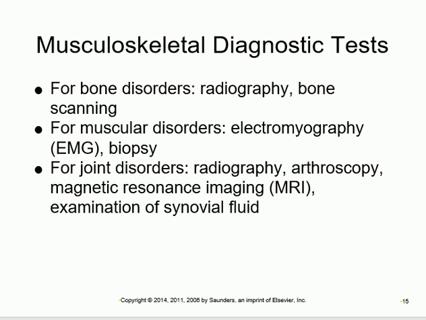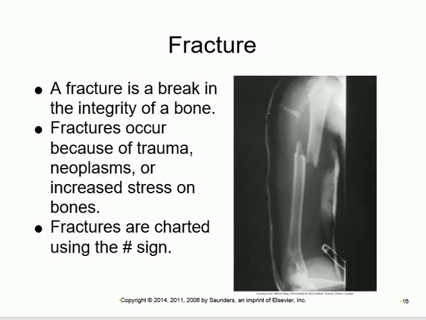For bones, you do radiography or scanning. For muscles, you do electromyography, EMG. This will measure the activity of the muscles and it can tell you if the muscles are good or not. And you can take a biopsy only if there is a suspected condition with the muscles themselves. For the joints, you can also do radiography. You can insert an endoscope, which is called arthroscopy, and you can do an MRI. And you can examine the synovial fluid as well.